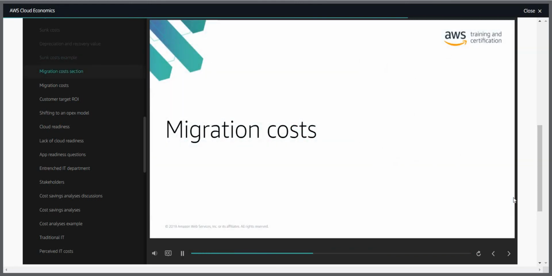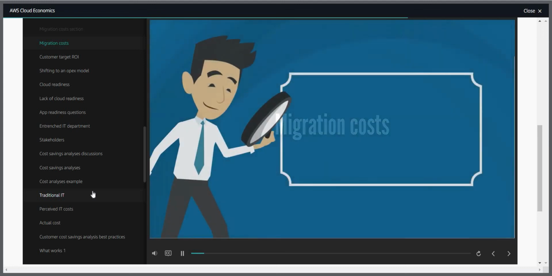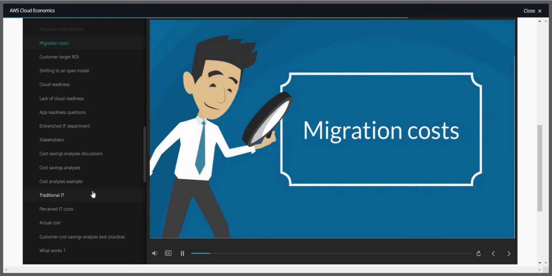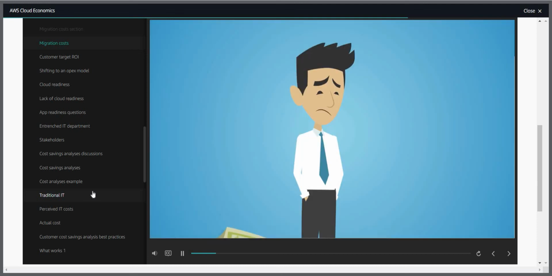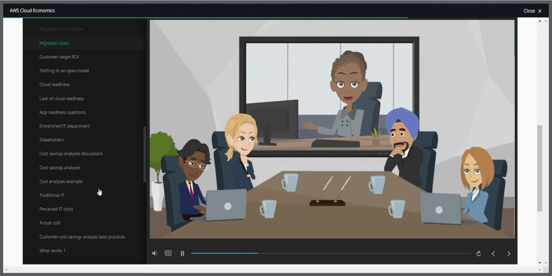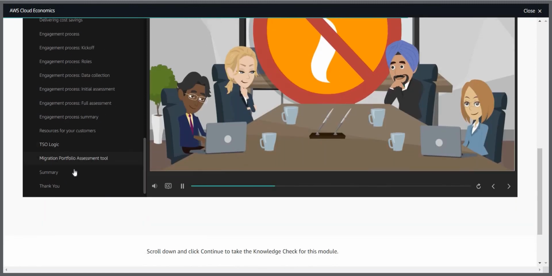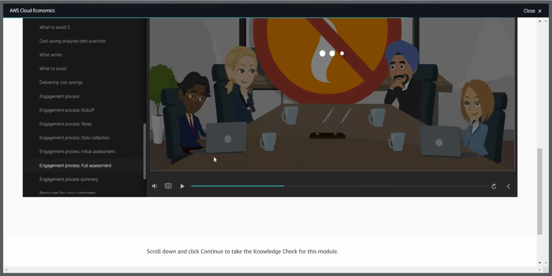In this section, you will learn about migration costs. Migration costs are typically a bit more challenging than sunk costs. Calculating migration costs typically requires an in-depth analysis, and these costs can range between hundreds of dollars to tens of thousands of dollars per server in extreme cases. The Cloud Economics team conducts a customer analysis. The analysis is done remotely, often without all the information they need to conduct a full migration.